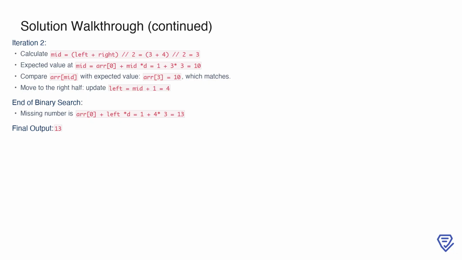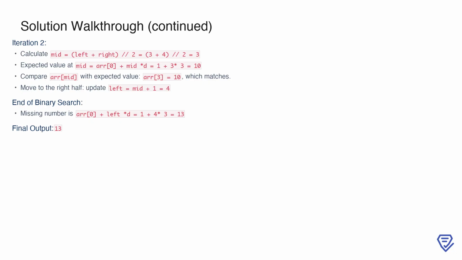The expected value at this index is ARR[0] + mid * d, or 1 + 3 * 3 equals 10, and since ARR[3] matches this value, we again update left to mid + 1, making it 4. Now, the binary search concludes as left points to index 4. The missing number is calculated as ARR[0] + left * d, which evaluates to 1 + 4 * 3 equals 13.